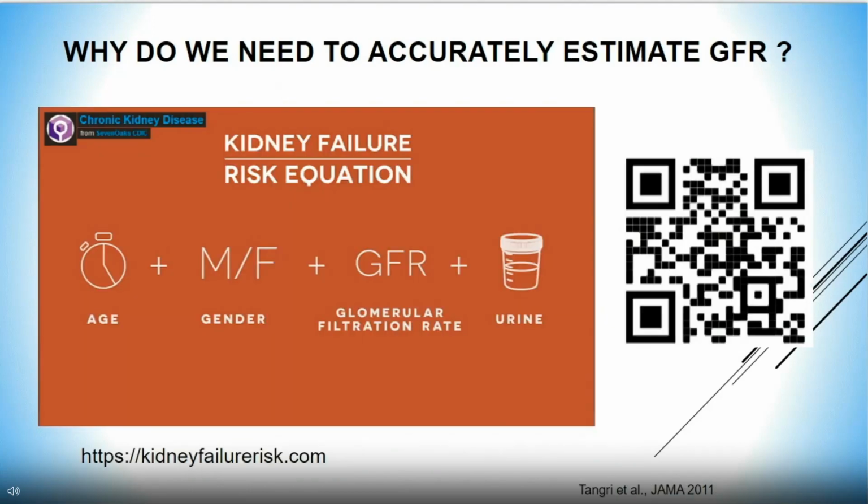And also, to be able to give a prognosis, this is the kidney failure risk equation, and the QR code here will take you to the website. The kidney failure risk equation was created by Dr. Tangri a little more than a decade ago, and it includes age, gender, GFR, and albuminuria. You can actually access it yourself on this website, and if you plug in those 4 criteria, it gives you an estimation of your risk of end-stage kidney disease in 2 years and 5 years.